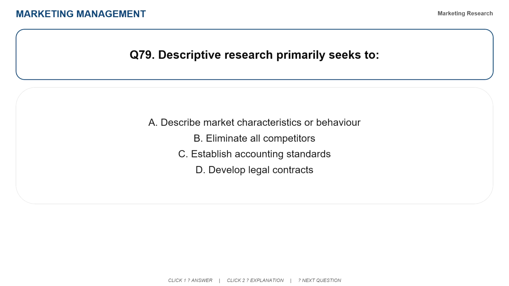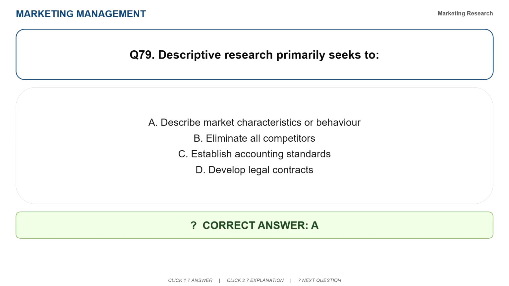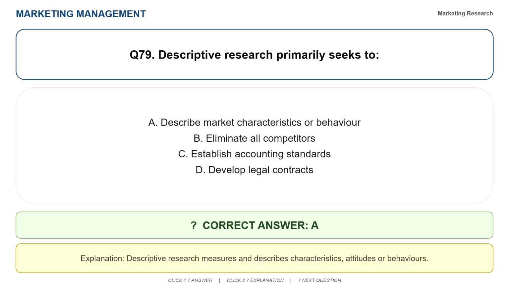Question 79. Descriptive research primarily seeks to. Option A. Describe market characteristics or behavior. Option B. Eliminate all competitors. Option C. Establish accounting standards. Option D. Develop legal contracts. The correct answer is A. Explanation. Descriptive research measures and describes characteristics, attitudes, or behaviors.